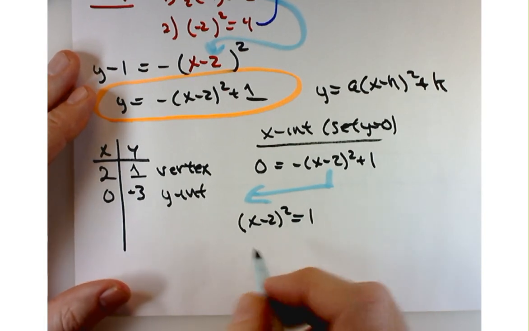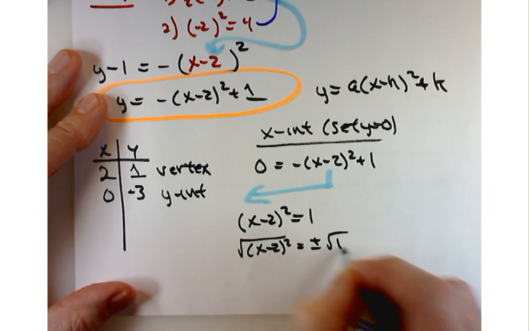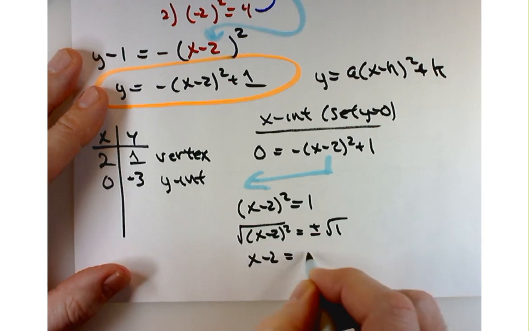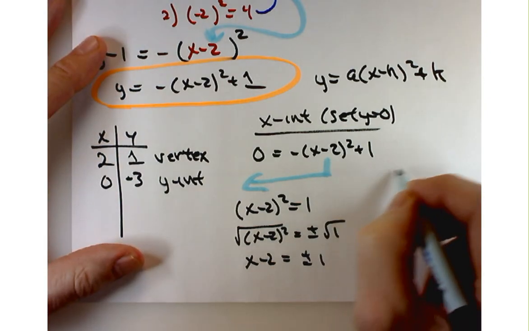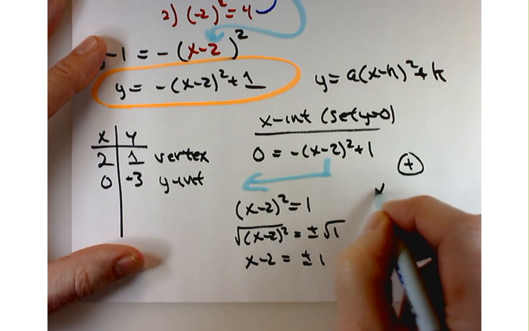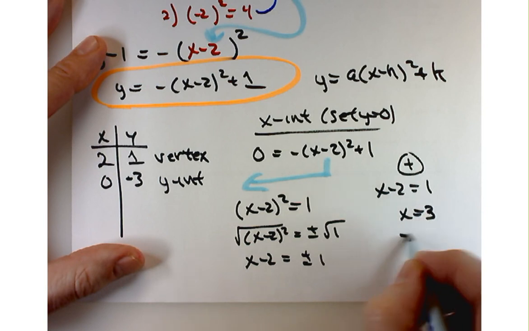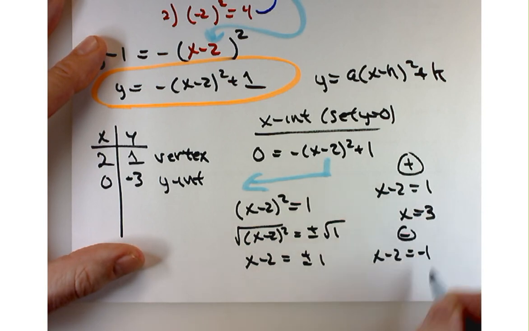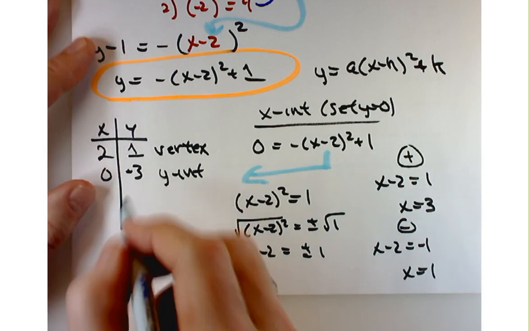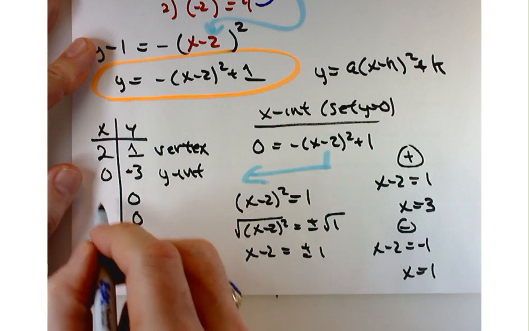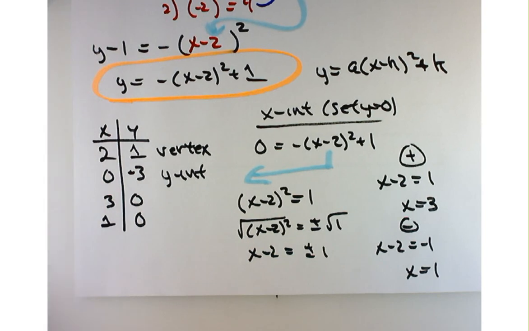Okay. Now it's just a square root property. Square root of x minus 2 squared equals plus or minus square root of 1. X minus 2 equals plus or minus 1. You've got two problems to deal with. X minus 2 equals 1, which means x equals 3. Or the negative case is x minus 2 equals negative 1. And if I add 2 here, I get x equals 1. So 0 for y goes with 3 for x or 1 for x. Bam.